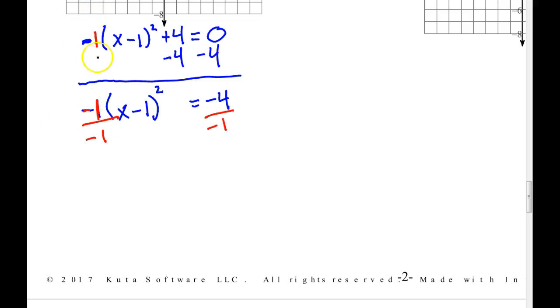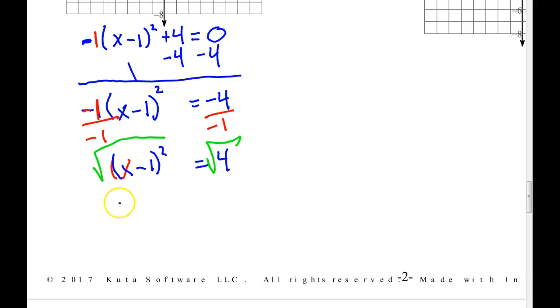If there's a number in the front here, you need to divide by that first before you do the square root. So now we have this equal to +4, and basically it looks like what it did above. Square root both sides. So we have x minus 1 is equal to 2. Is that correct?